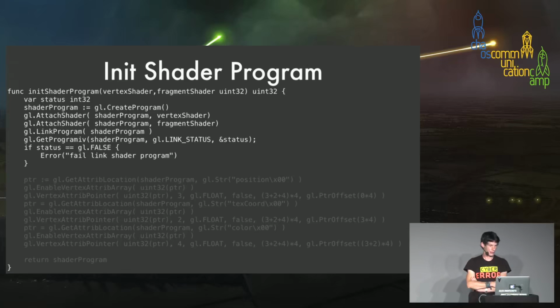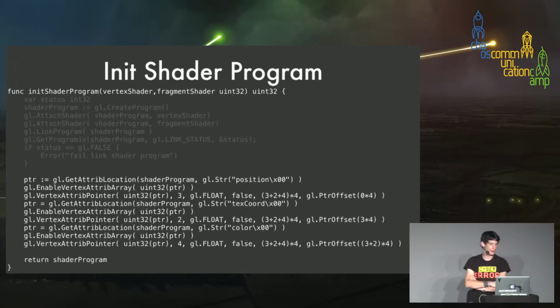You do GL create program first, then you attach both shaders to that program, you tell it to link the program, and check for error again. After that, you have the shaders linked in memory, so the varying variables will know of each other.